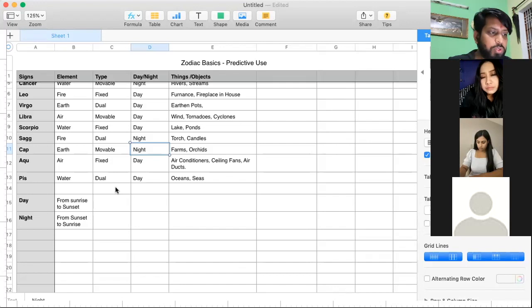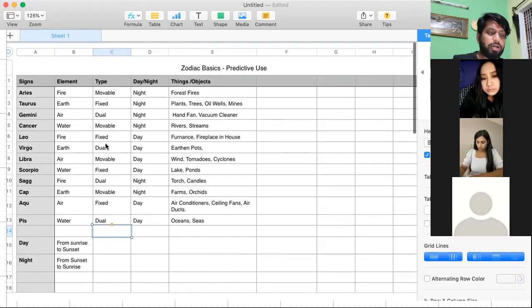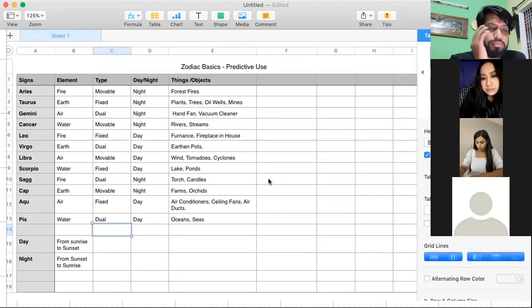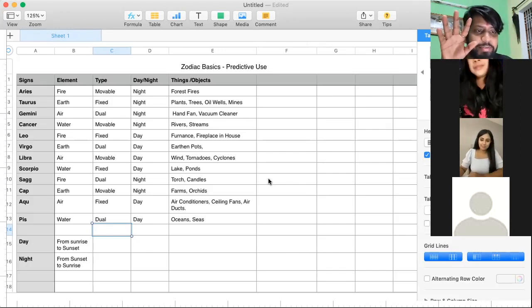So that's how we use the day signs and the night signs. Now the thing is, people say the sun is basically your soul, which evolves over time, and your moon is your emotions, which you feel from the inside. First, you tell me, what is the difference between the soul and the emotions? I'm not saying you guys, please don't take it on yourself. I'm talking to those people who give these kinds of poor statements.